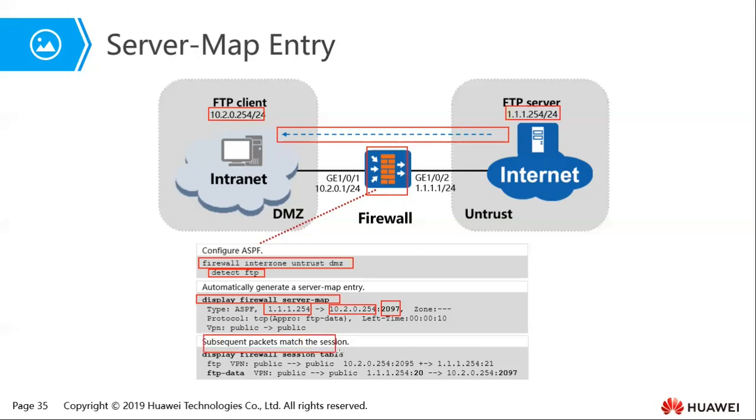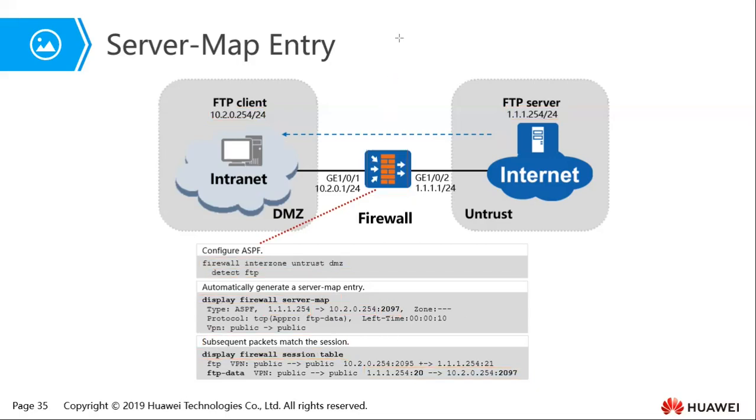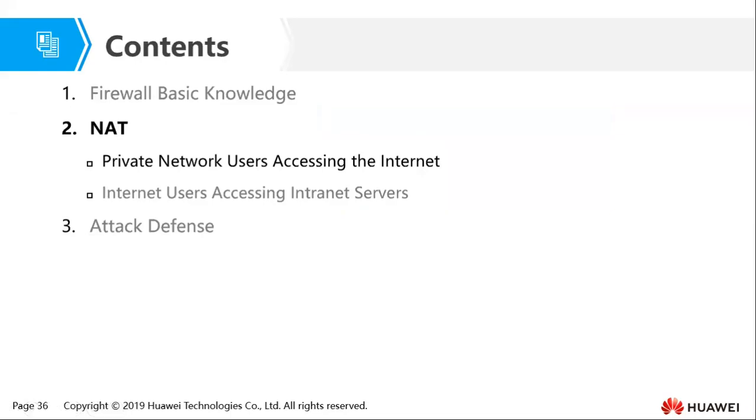Now, subsequent packets match the session. So if you do display firewall session table, you can see that the session has actually been created between the IP and the port number for the FTP server, and the IP and the random port number for the FTP client. So that is how you configure and verify things to do with application-specific packet filtering.